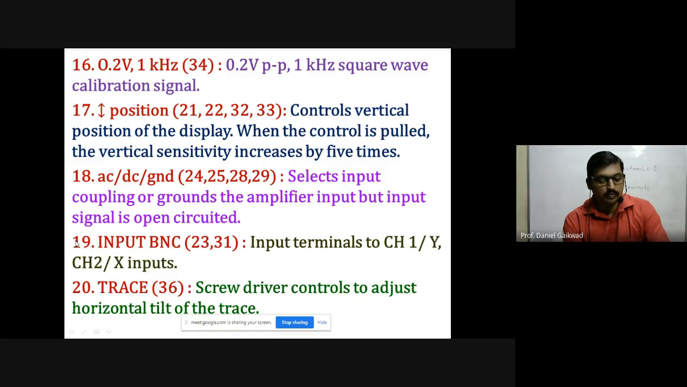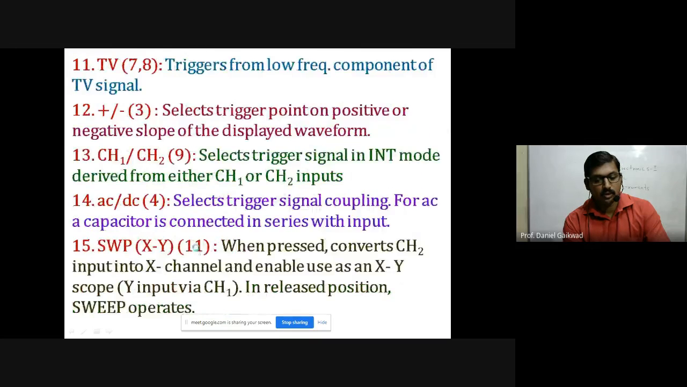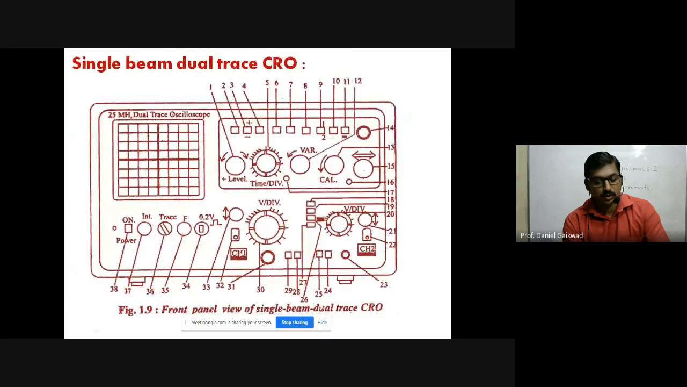Now number 19, input B and C, that is number 23 and 31 buttons. Input terminals to channel 1 or Y and channel 2 or X input. So this is BNC, British Naval Connector. This will be for number 23, 31. Check carefully. 23 and 31. So this is the one cable here, and 31 here also.